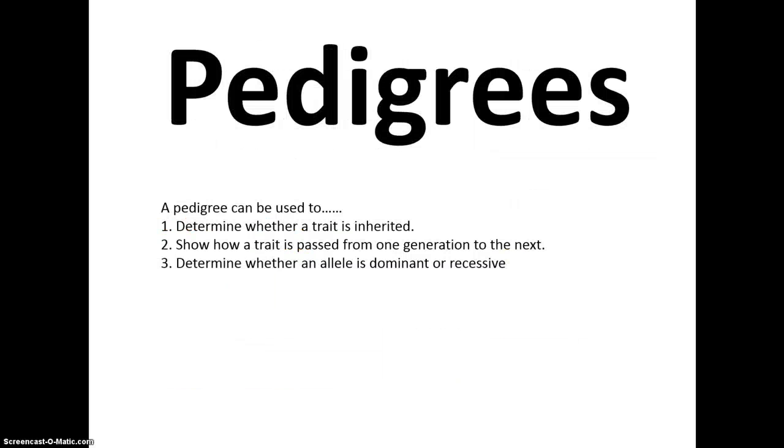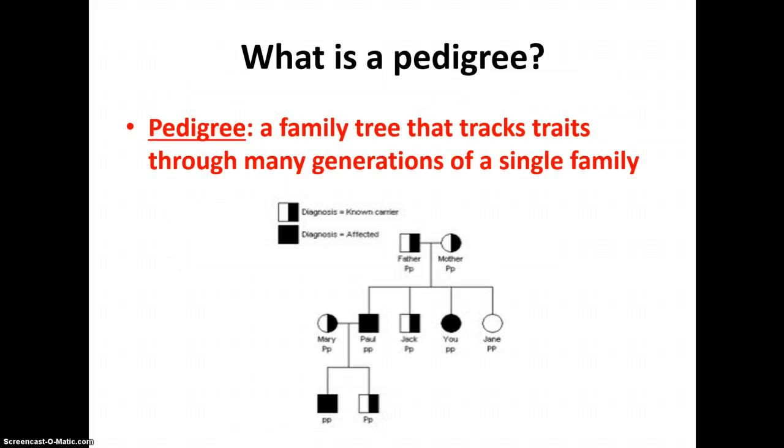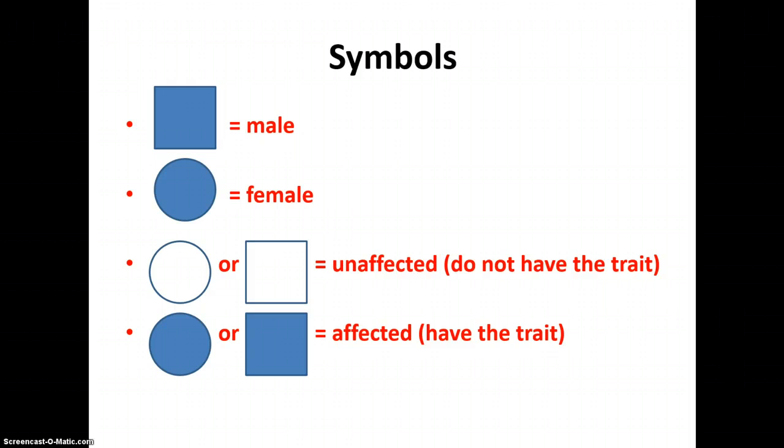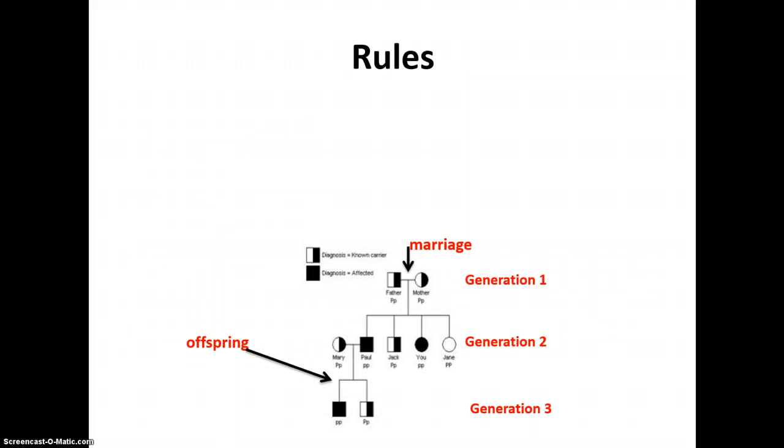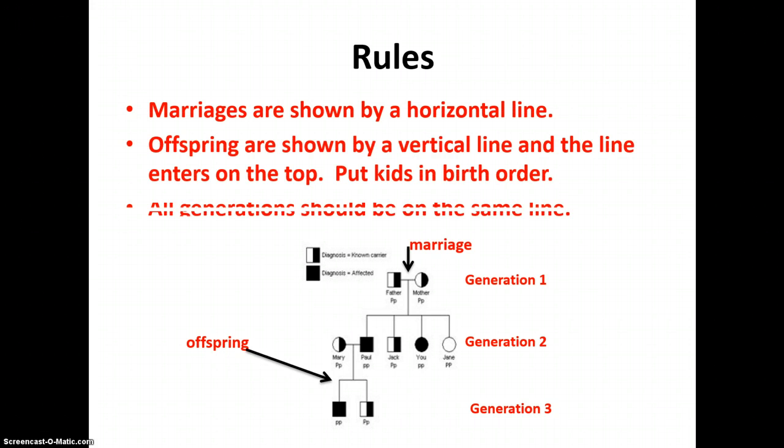Pedigrees. A pedigree can be used to determine whether a trait is inherited, show how a trait is passed from one generation to the next, or determine whether an allele is dominant or recessive. So what is a pedigree? It's a family tree that tracks traits through many generations of a single family. Symbols: a square is male, a circle is female, unaffected is non-shaded, and shaded is affected.